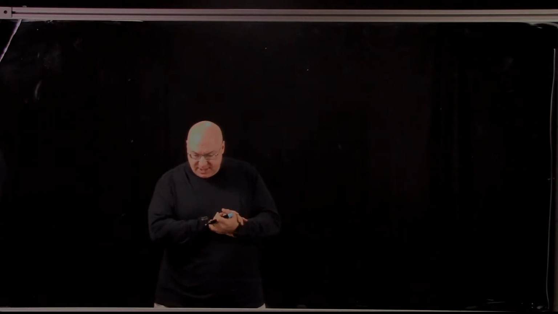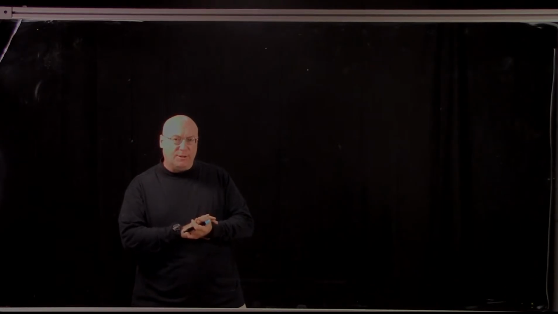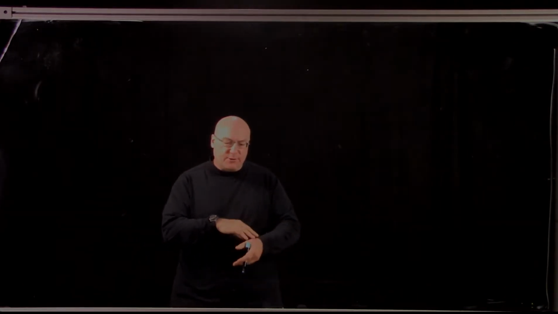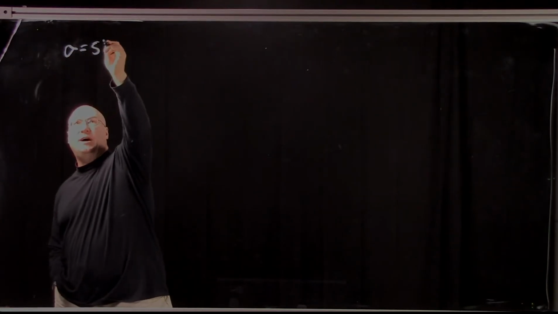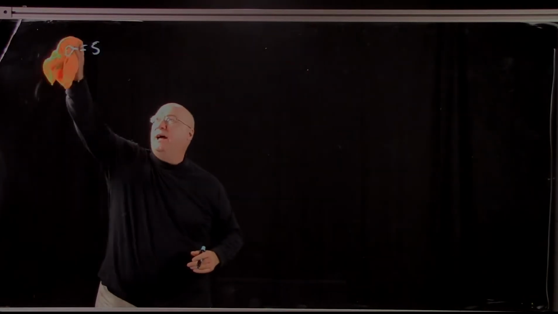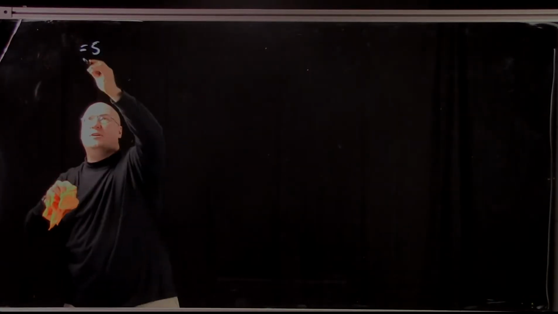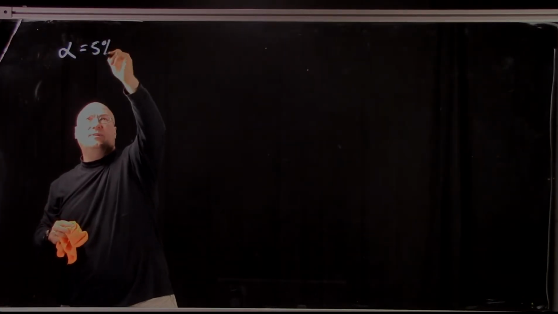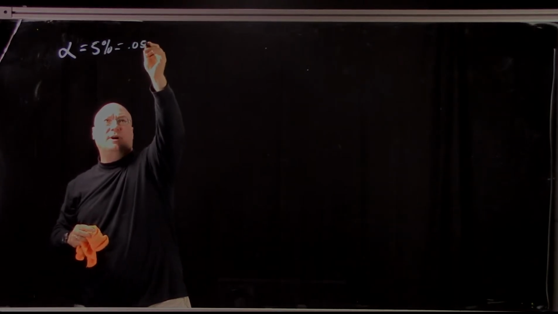Okay. Example 1, we will test the claim at the 5% significance level that the standard deviations of men's and women's heights are equal. Well, we know that men's heights are normally distributed and women's heights are normally distributed, so we're good to go. So we're going to test it at the 5% significance level. Alpha, the significance level, is 5%, which is of course 0.05.